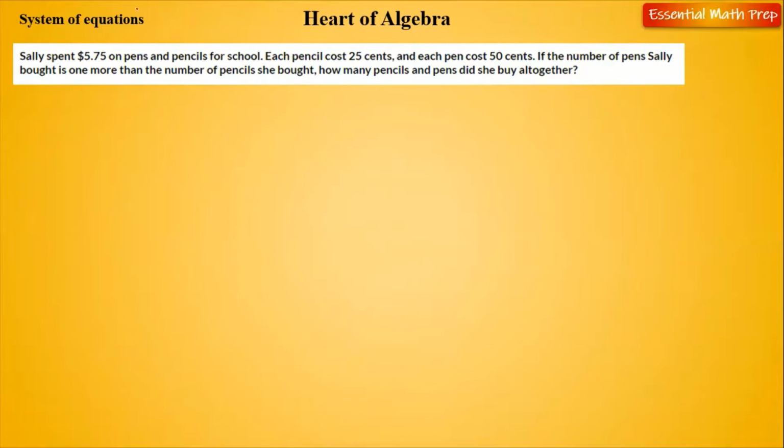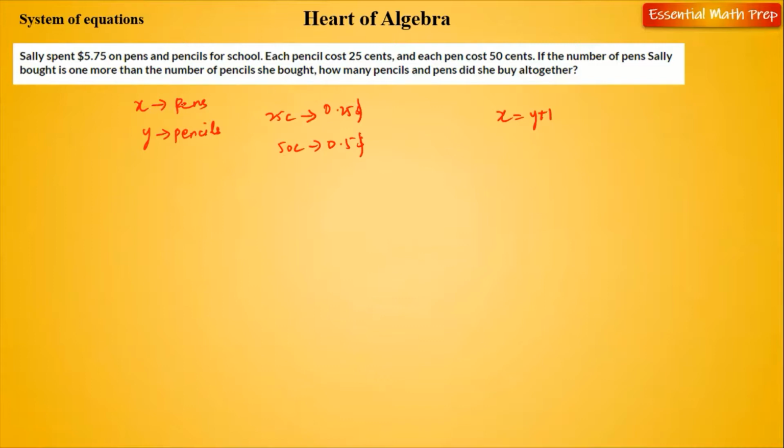So here's how you do it. First, you want to assign x to pens and y to pencils. It doesn't matter which one you assign x and y. So we know that 25 cents is $0.25 and 50 cents is half a dollar, right? So essentially, the number of pens is one more than the number of pencils. So x is y plus one, right? Isn't that right?